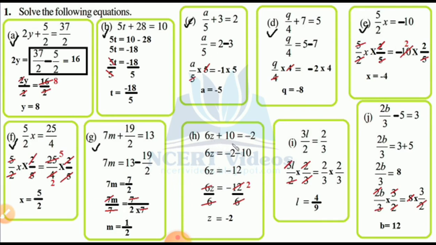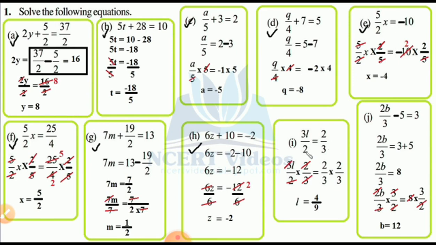Yes, correct. H: 6z plus 12 is equal to minus 2. So 6z is equal to minus 2 minus 12. Why minus 12? Because on the right side it is moving, minus 12. So what do I want to remove now? 6, correct? Divide both sides by 6. At last I will get z is equal to minus 2. You got it? Yes, correct. So don't forget to put the minus sign.